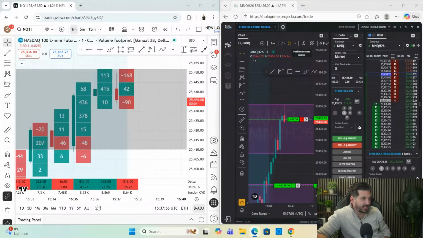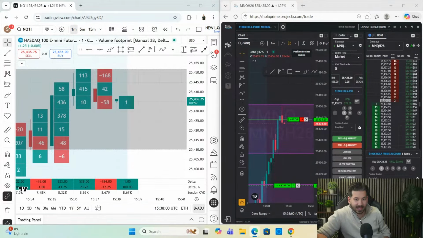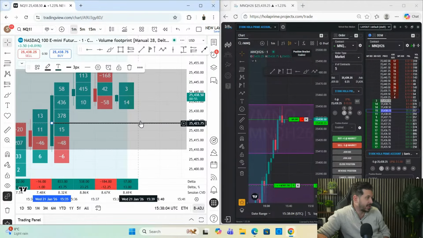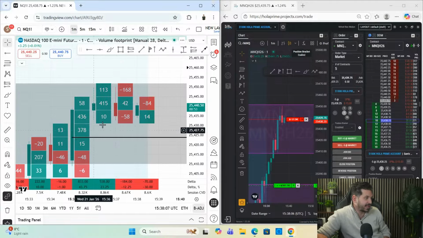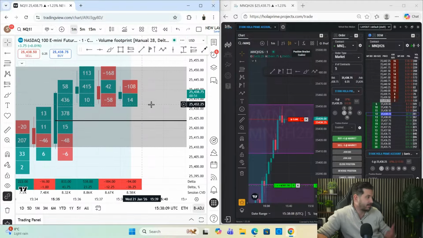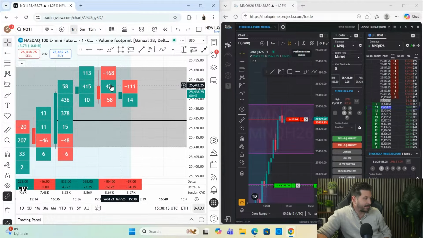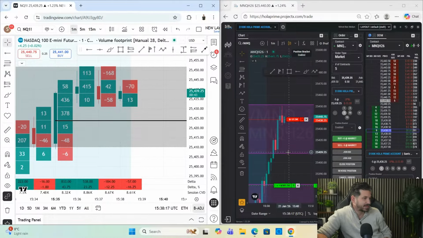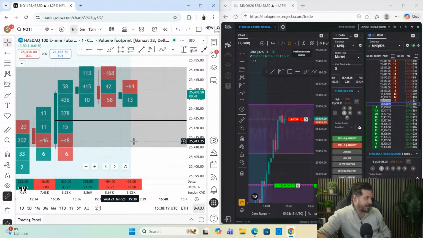I want to see a proper pullback now. I want to see the sellers get aggressive, really aggressive. Well and truly, we need to get below here. If these buyers just keep defending in this area, then it's not going to happen, right? So we really want to get below that chunk of buyers. If we're going to get a pullback, we have to get below them.